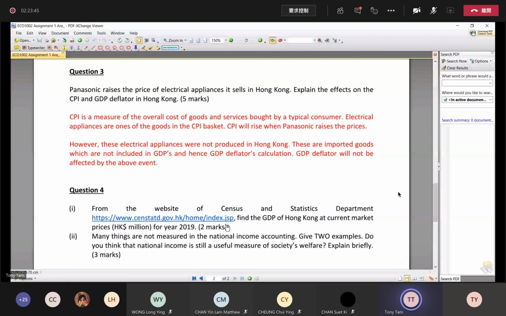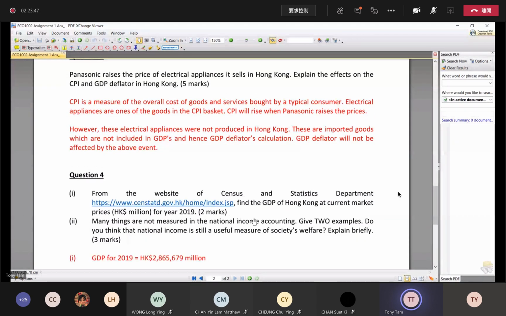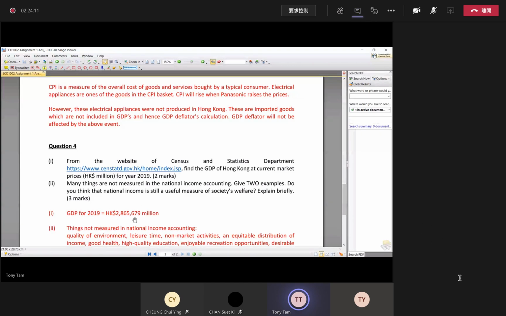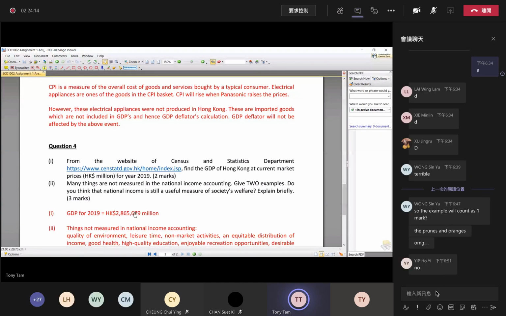Now for question 4. That is what we want you to learn from this assignment. You have to do some research for yourself, right? So you just click inside and browse around the website, and you can check that the GDP in Hong Kong for 2019 would be about 28 something. Now that would be the updated data. Some guy gave me the data, but that will not be for that one because it is not an updated one.